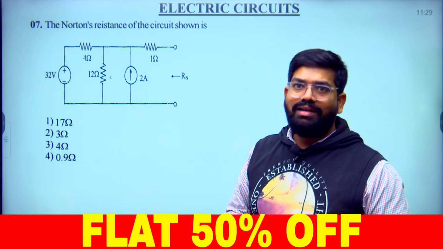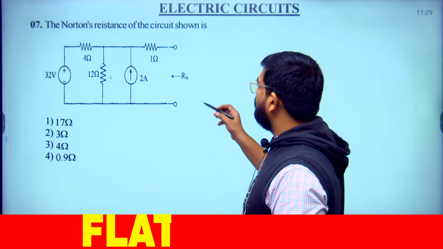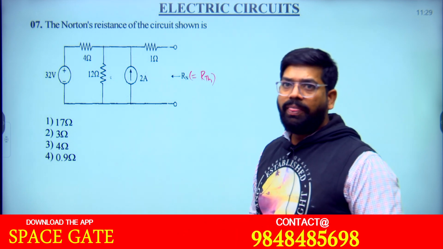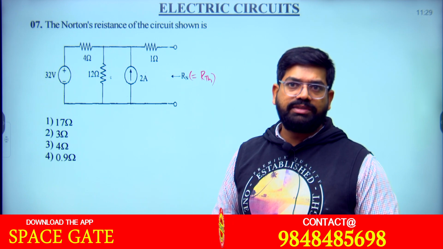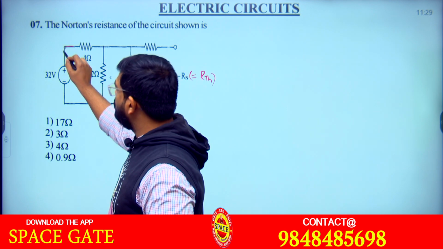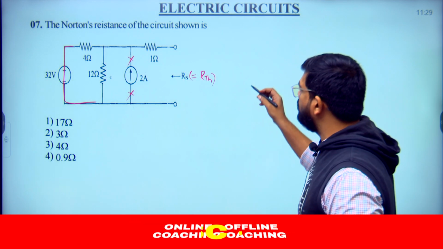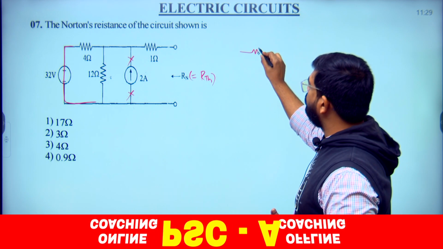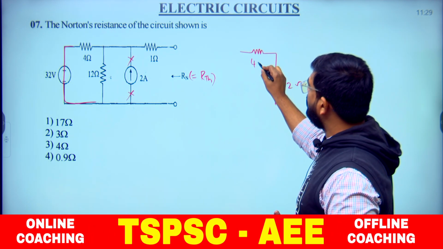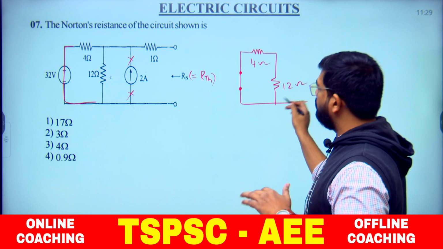He is asking for Norton's resistance of the circuit shown in the figure. Whether it is Thevenin's resistance or Norton's resistance, the procedure is the same. We have to deactivate the sources present in the network. How to deactivate? We have to short circuit the voltage source, and we have to open circuit the current source. When you do this, we get 4 ohms and this one is 12 ohms, right? Both are connected in parallel combination.